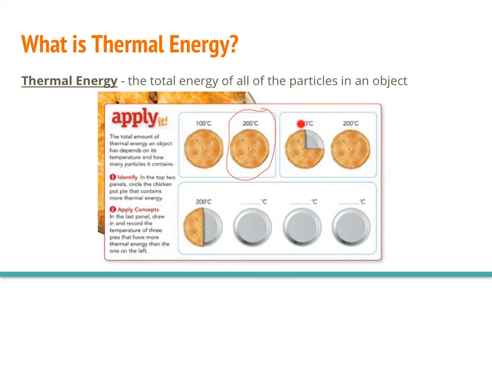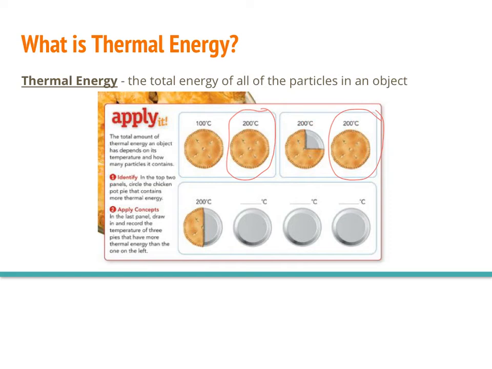In the second panel, both pies are at the same temperature. They're both at 200 degrees Celsius. But this pie has had some removed, so there's less pie here, there's less particles. So the whole pie has more thermal energy because it has more particles. In part 2, we're going to draw in and record the temperature of these pies that have more thermal energy than the one on the left.